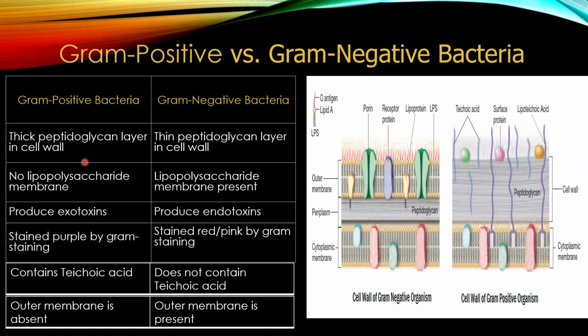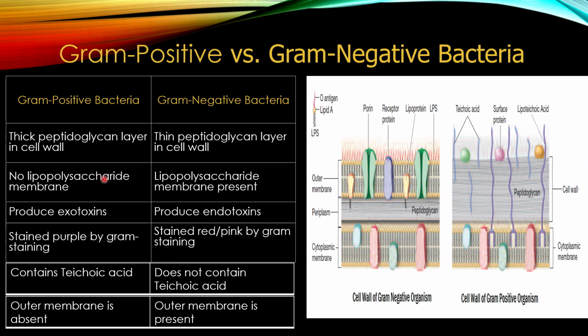And then, gram positive bacteria are stained purple by gram staining, and gram negative bacteria are stained red or pink by gram staining. When we do gram staining, it is a type of coloring of the bacteria. So when we do this staining, gram positive bacteria appear purple, whereas gram negative bacteria appear red or pink.